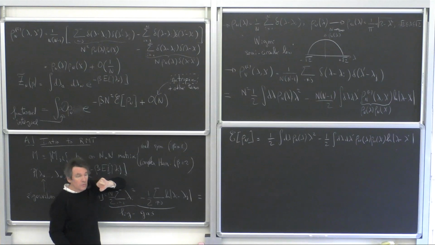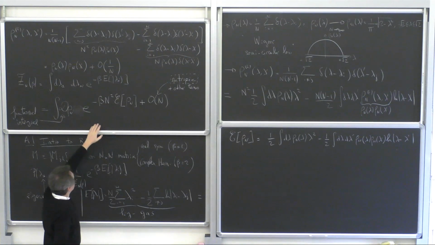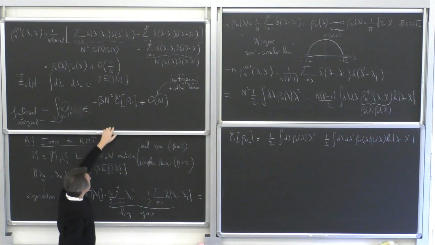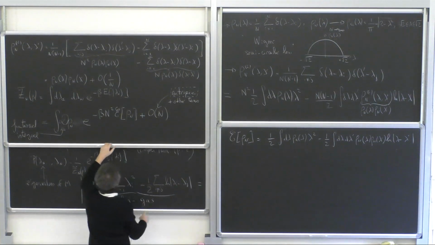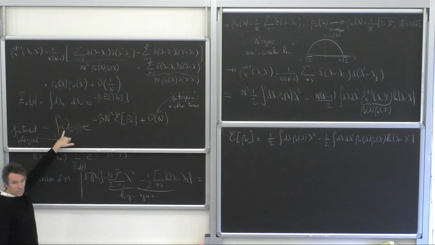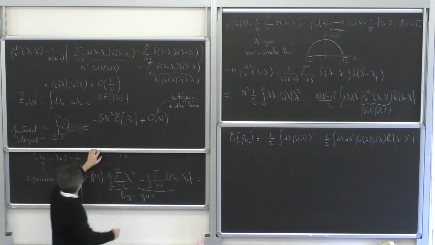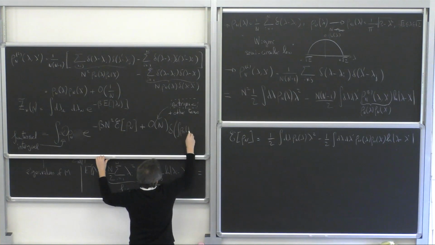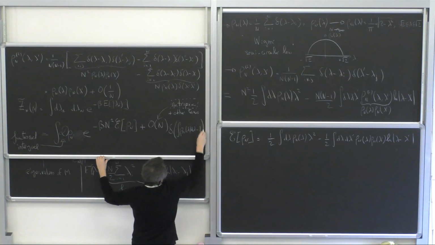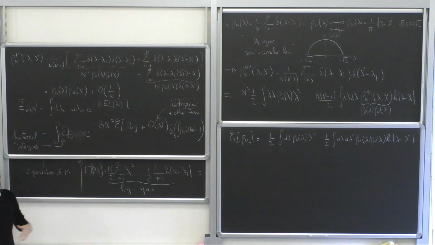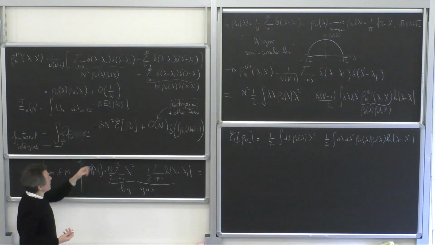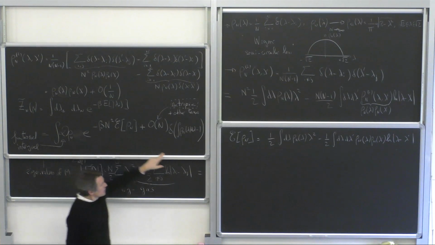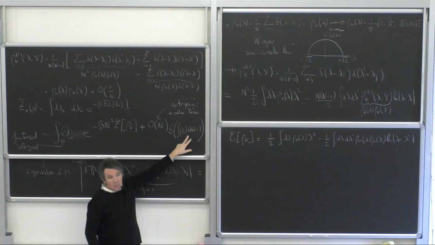There is, however, one constraint that I have not written explicitly, which is that this rho n of lambda, by definition, has to be normalized. So in fact, this is a constrained functional integral, in the sense that you need to integrate over all the rho n of lambda satisfying this condition. So what you have to do is minimize this quantity under that constraint, and to do that, you simply introduce a Lagrange multiplier. Okay?